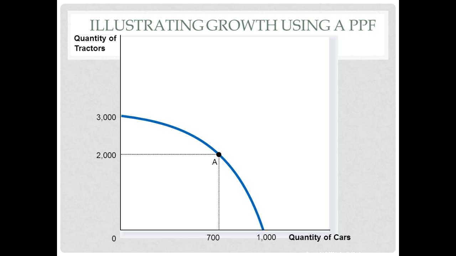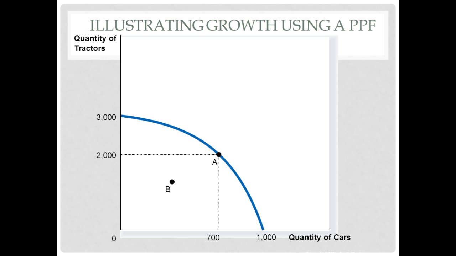And what that meant was that in this example, if we produced 2,000 tractors, then we could produce 700 cars while using all of our resources as best as we could. It wouldn't be possible to produce more cars than 700 if we produce 2,000 tractors. And if we produce less, then we wouldn't be using our resources well. So for example, here's point B. At point B, we're not using our resources as well as we could. We should be closer to that blue line.